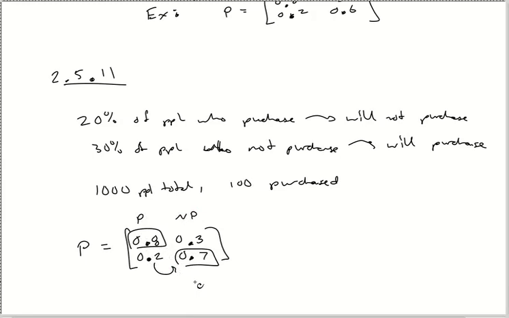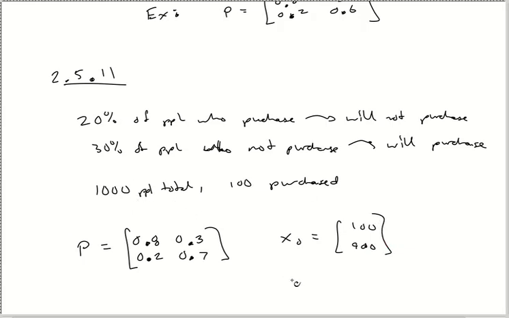This guy's changing into a not purchase. This guy's changing into a purchase. Okay? So look out for that kind of stuff. All right, there's my P. My X not is going to be actually 100 that purchased and 900 that didn't, because again, 100 purchased, 1,000 total.